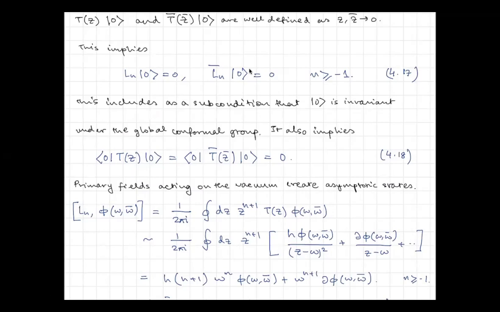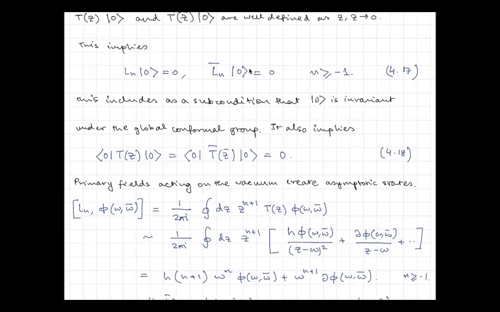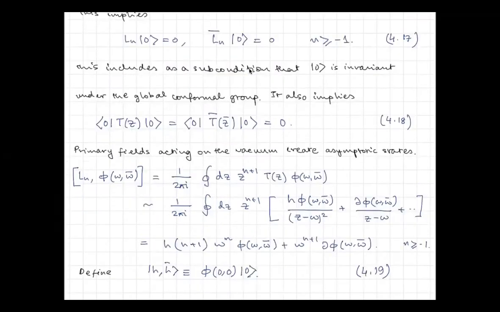So L_n acting on this phi. What is happening is that you look at the OPE of this, and once you look at the OPE, you see that there is this h phi term, and there's this del phi term, and you have this integral, and so once you do the integral, you end up with something which is, yeah, okay, now it's back on again. So you get an expression h(n+1) omega^n phi and omega^{n+1} del phi.